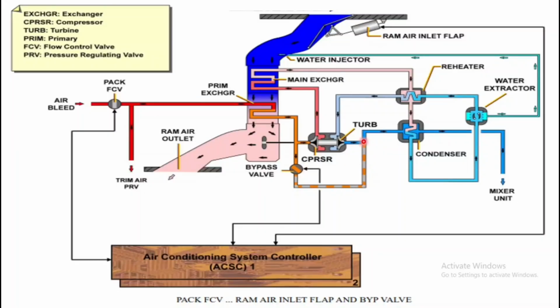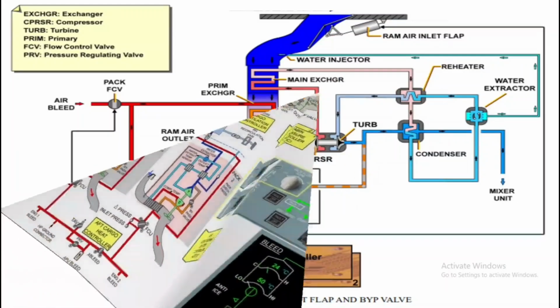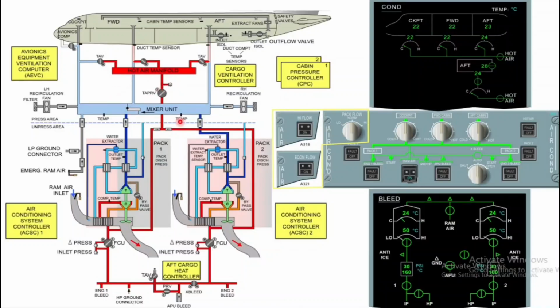And then about the mixer unit. Mixer unit mixes the cooled fresh air from the pack with the cabin air being recirculated through the recirculation fan. So this is your recirculation fan. There is a filter that is called HEPA filter, and there will be the check valve.